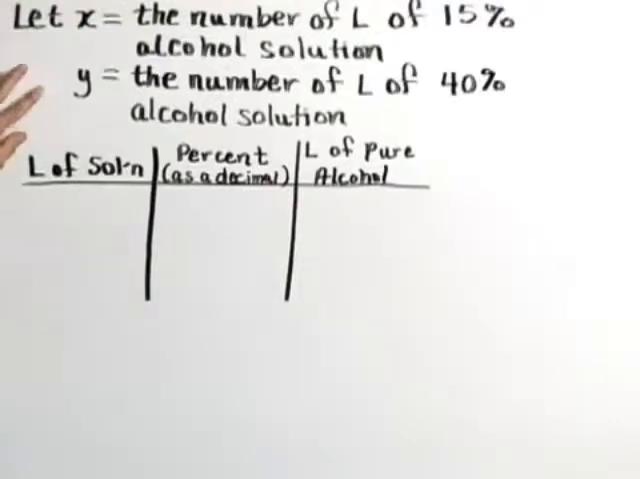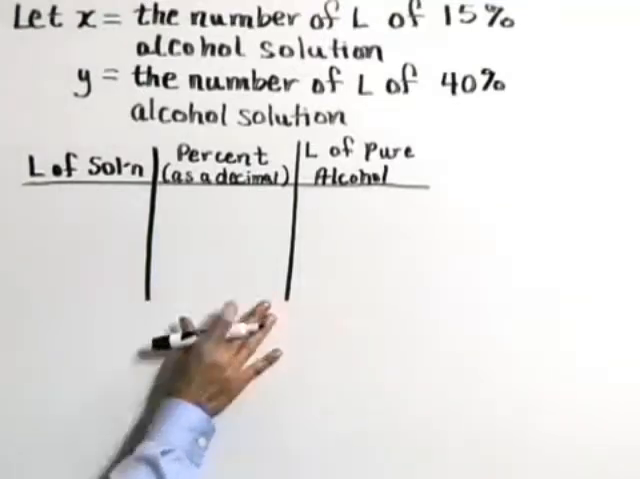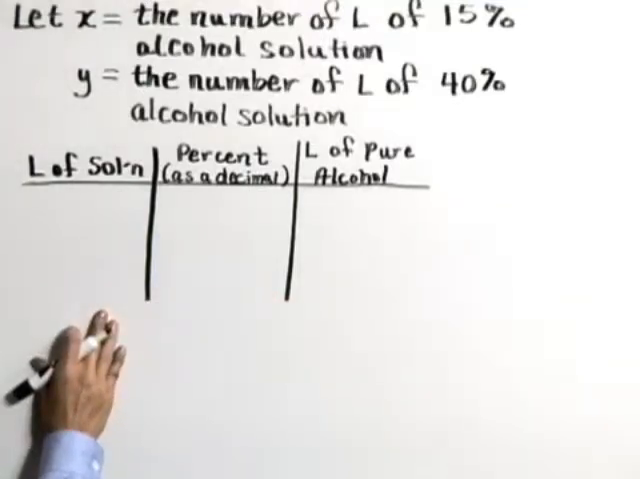In step 2, we wish to define our variables. Let's let X represent the number of liters of 15% alcohol solution, and let's let Y represent the number of liters of 40% alcohol solution. Now, in step 3, we'd like to write an equation, but I'm going to organize our information in a table to help me do that.